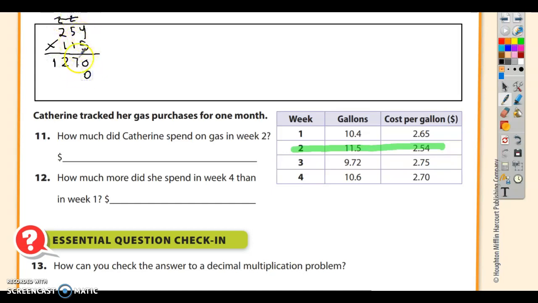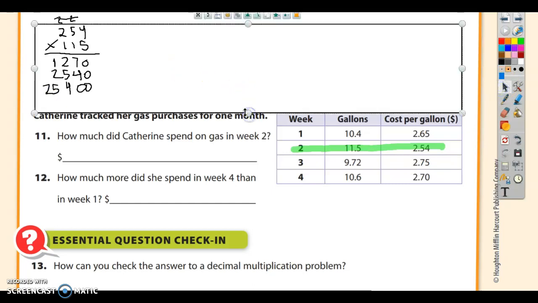And x 1, 0. 1 times 4 is 4. 1 times 5 is 5. 1 times 2 is 2. This is really kind of a cool problem. And x 2 zeros. 1 times 4 is 4. 1 times 5 is 5. And 1 times 2 is 2. Gave us kind of some convenient numbers there to multiply by.